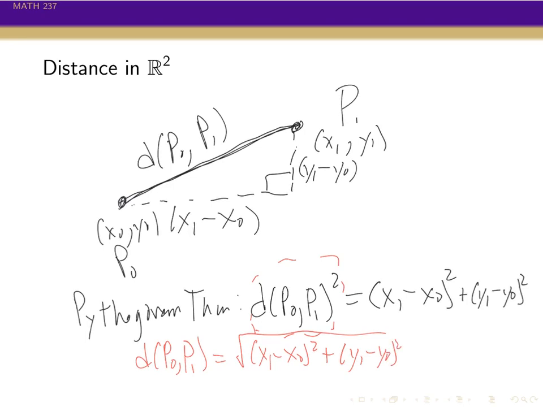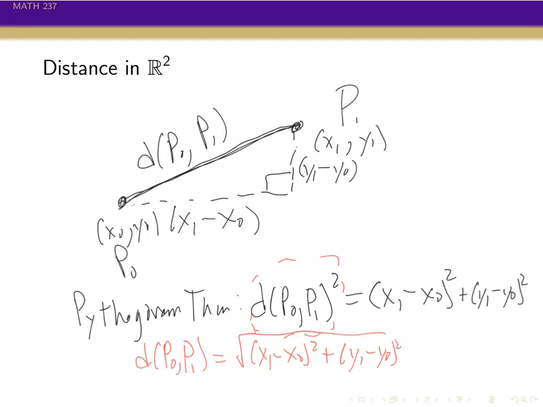And because we're squaring both of these quantities, anytime you square something, it's going to be non-negative. So inside the square root, we have two non-negative things being added together, and so that's going to give us something non-negative, and so this always makes sense. So you don't have to worry about if x1 minus x0 is negative. Once we square it, that takes care of that. Okay.